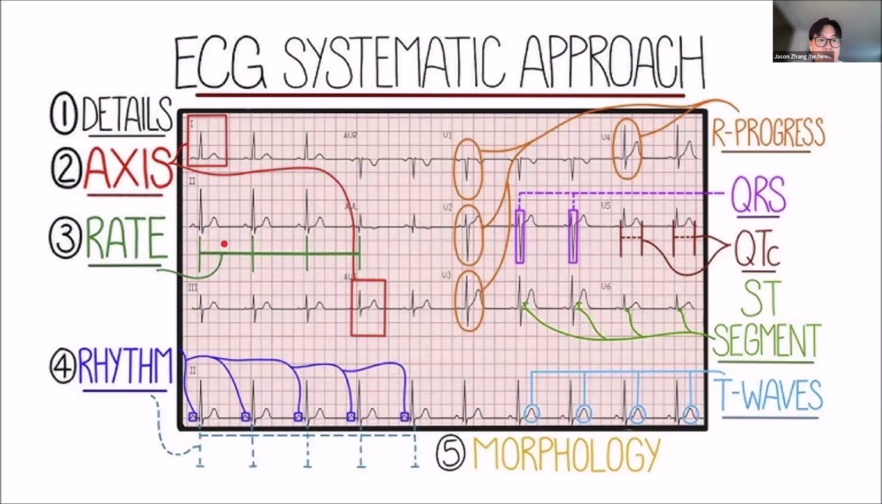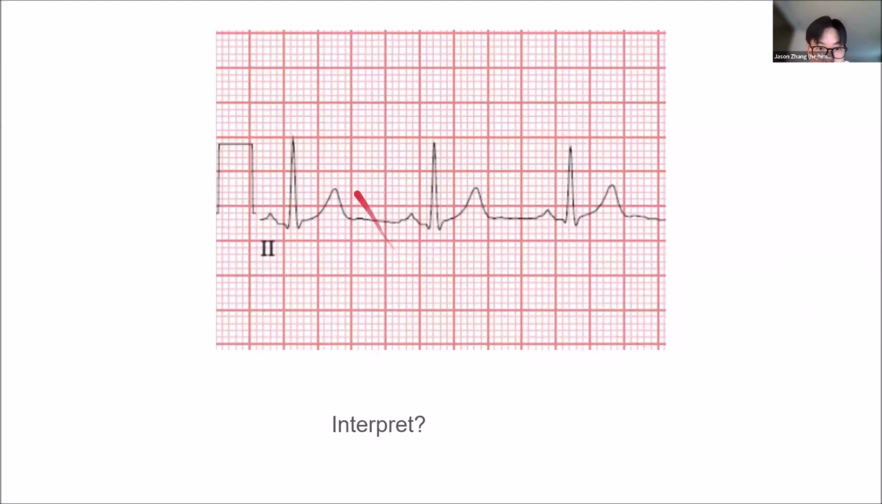So for rate, how you calculate it is, let's see if we can get a better picture. This is a big box, and there are 5 smaller boxes inside. Each of these smaller boxes is 40 milliseconds. A really quick way to figure out the rate is to count the number of big boxes between the 2 QRS peaks. For this one, there's 1, 2, 3, and then about 4. To figure out the rate, you do 300 divided by the number of big boxes, so 300 divided by 4. So the rate for this is roughly 75 beats per minute. That's how you calculate rate.